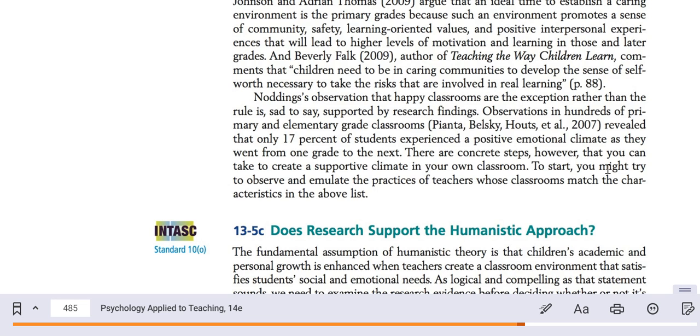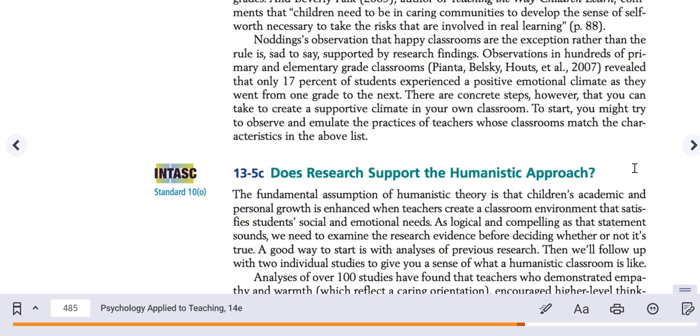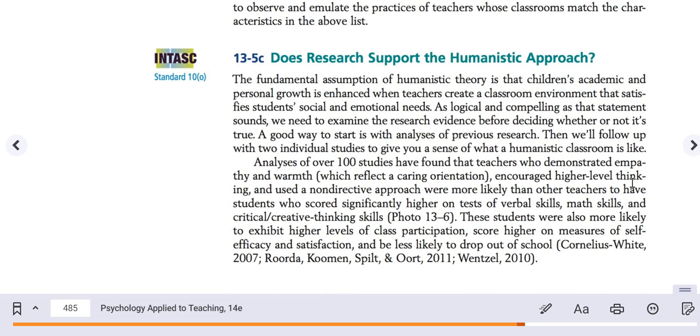To start, you might try to observe and emulate the practices of teachers whose classrooms match the characteristics in the above list. Does research support the humanistic approach? The fundamental assumption of humanistic theory is that children's academic and personal growth is enhanced when teachers create a classroom environment that satisfies students' social and emotional needs. As logical and compelling as that statement sounds, we need to examine the research.